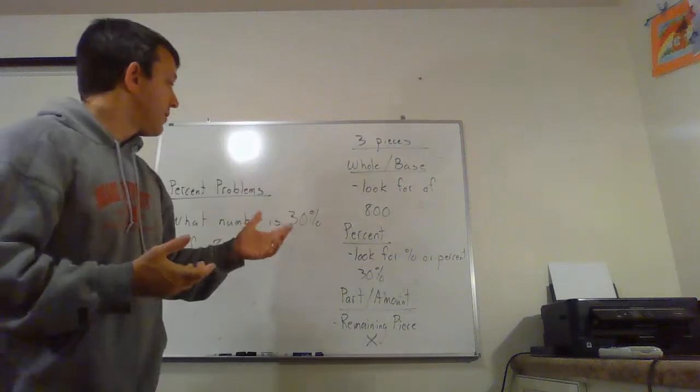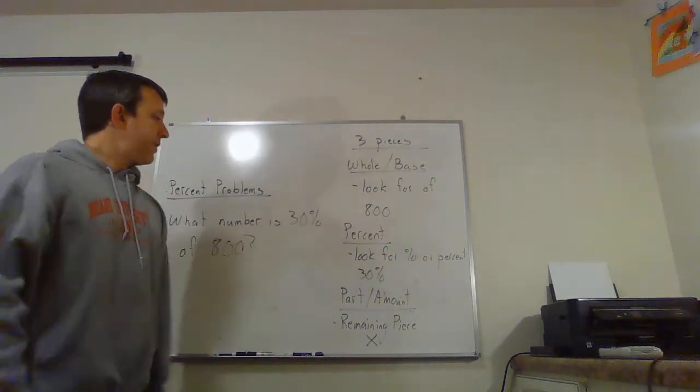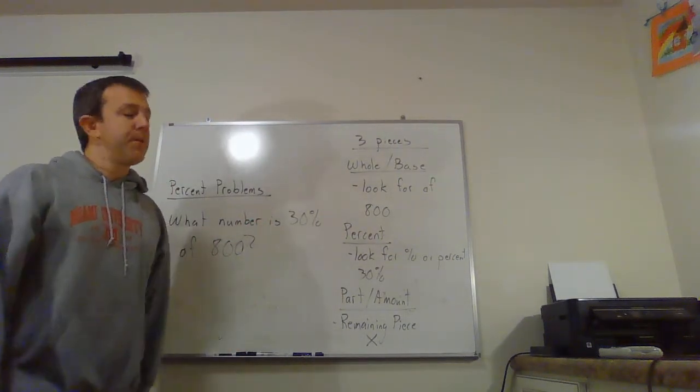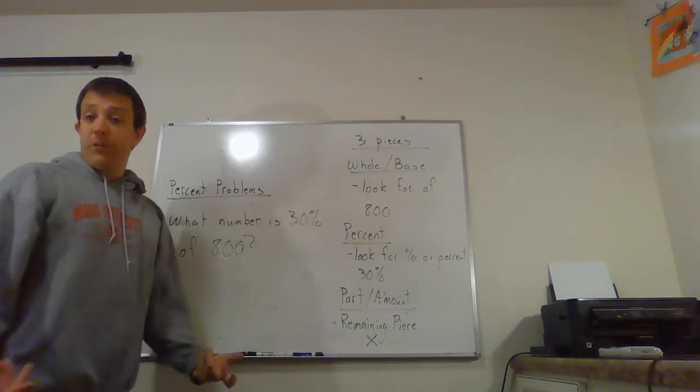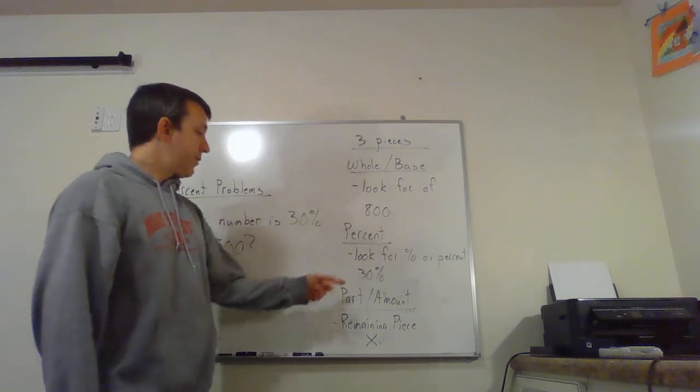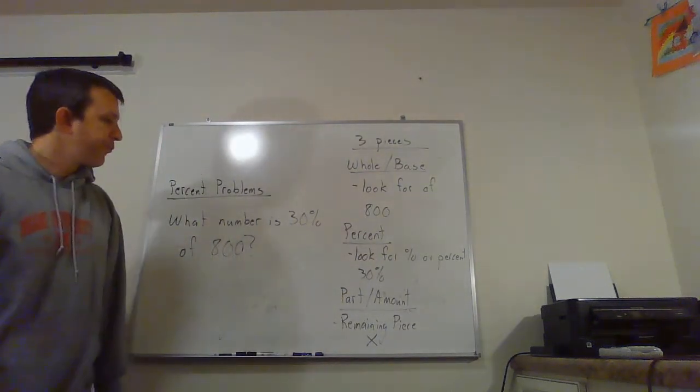So if you find the of, you get that whole or base number automatically. Next up, we need the percent. That's the easiest one of the bunch because you're going to look for either a percent sign, in this case right there, or the word percent. Either one could show up. So our percent here is 30%.